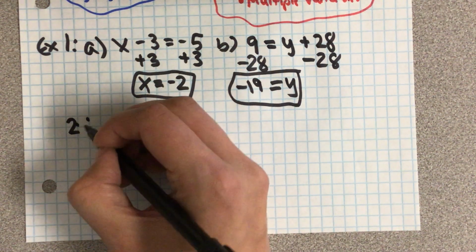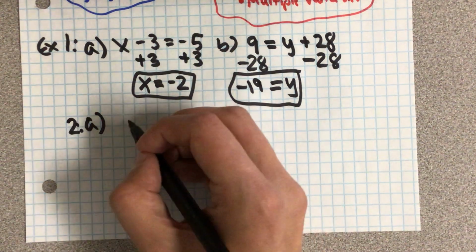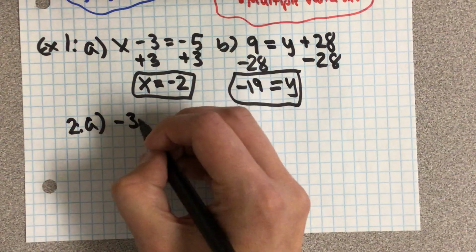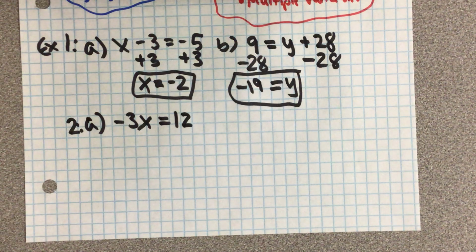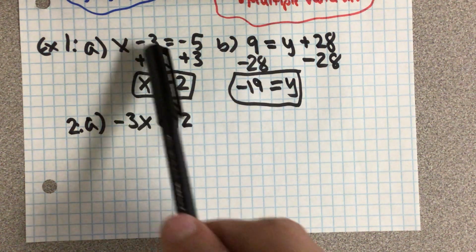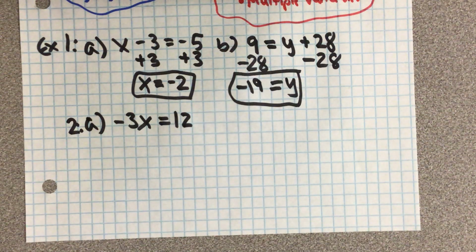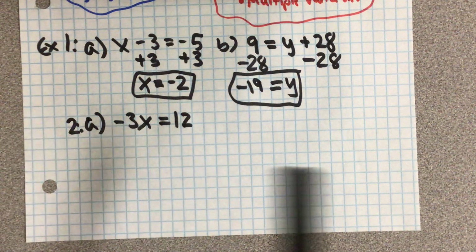So, for example 2, we'll start with A. And on this one, we're going to have negative 3x equals 12. And what we now need to consider is, how do I solve for x here? Now, in the first problem, we added to undo a subtraction. In this one, we subtracted to undo an addition. But we need to figure out how negative 3 is attached to x. Negative 3 is a coefficient on x. Coefficients are when we have a number just sitting next to a variable.